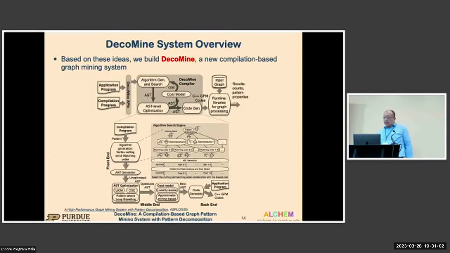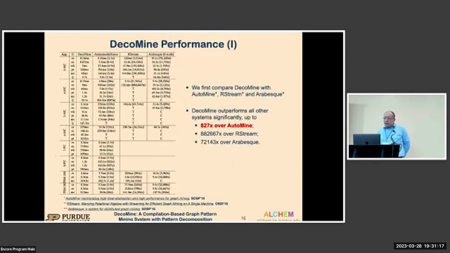So overall, the system looks like this. We have a compiler that will optimize and generate the code at an intermediate level based on the cost model. And when we select the best choice, we can generate the code, and the code can run on the real machine. So we compare the performance of our system with several recent systems. For example, this table shows our system, DecoMine, compared with our own implementation of AutoMine from SOSP19, RStream, and Arabesque. And you can see that the performance improvement is orders of magnitude.